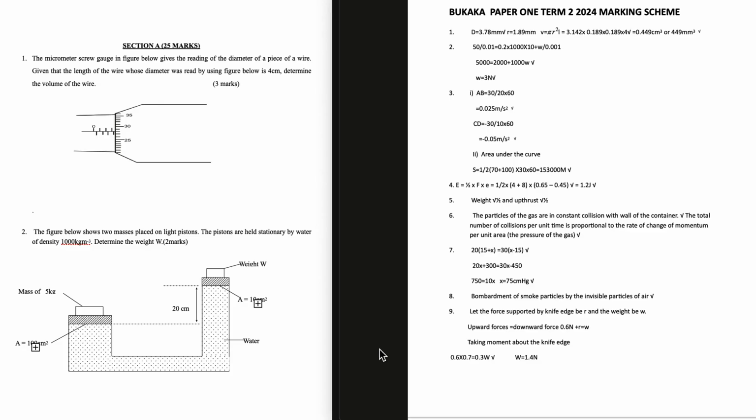Question 2. The figure below shows two masses placed on light pistons. The pistons are held stationary by water of density. Determine the weight. That is how you determine the weight.